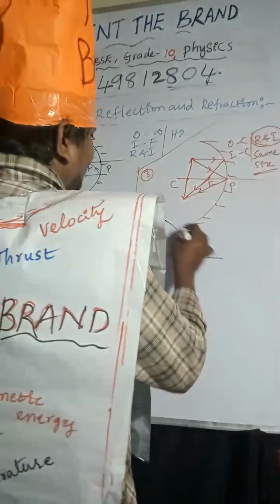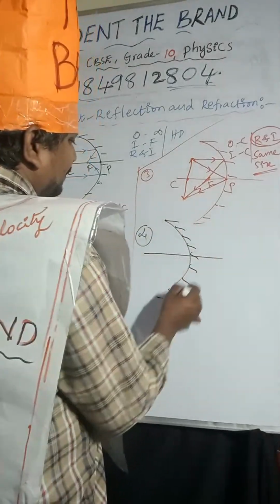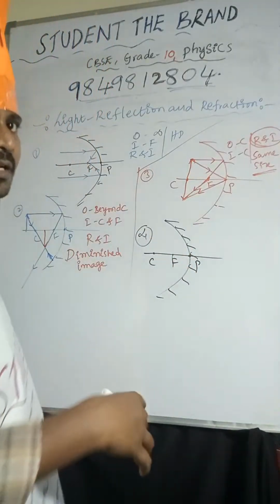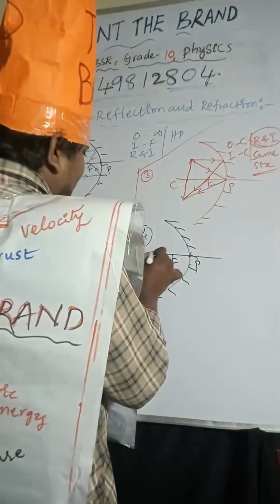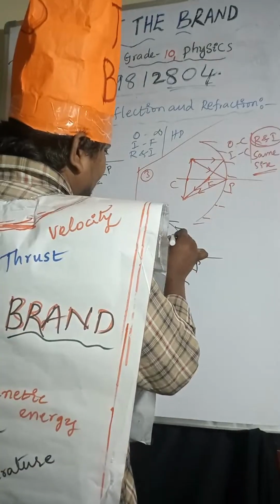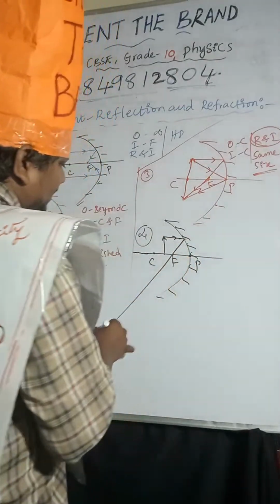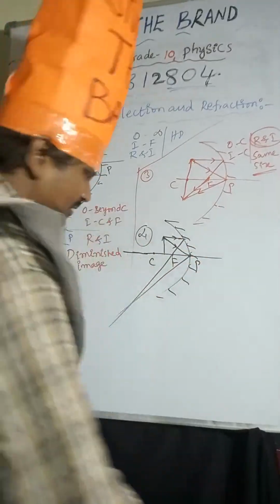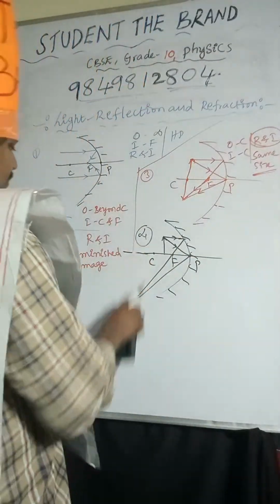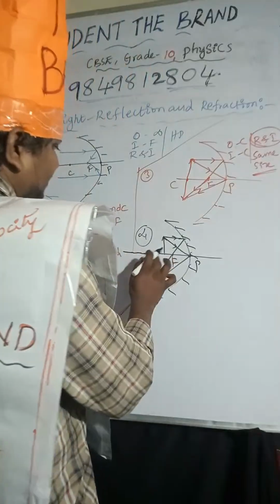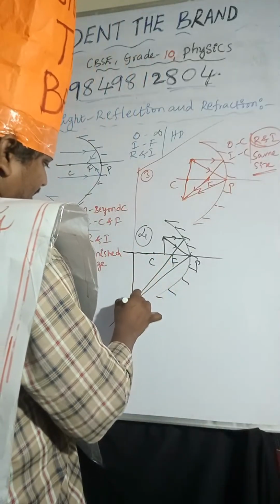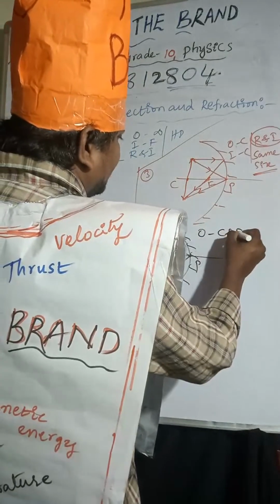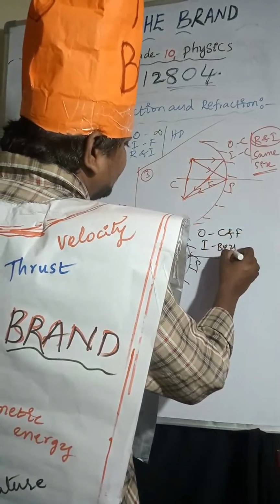So here I am taking pole, focus, center of curvature. Object is placed between C and F. One light ray I am taking like this, it passes through focus. Another light ray is incident at the pole, it reflects back. So if the object is placed between C and F, image is forming here beyond center of curvature, beyond C.